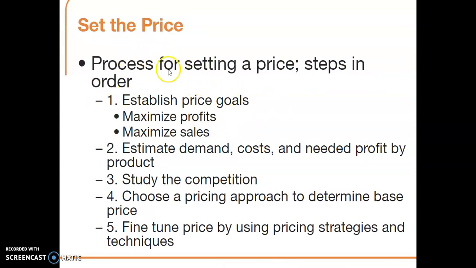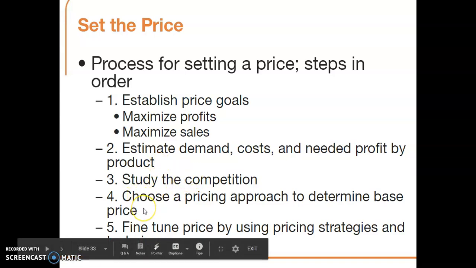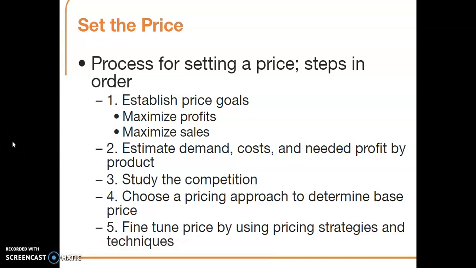So just to go over the process for setting the price that we've talked about in this whole chapter: number one, establish your price goals to either maximize profits or maximize sales. We talked about that in 19.1. Then estimate the demand, cost, and needed profit by product. Study the competition. Then in the first part of 19.2, we talked about choosing a price approach to determine the base price. And once you do that, you fine-tune your price by using pricing strategies and techniques that we've talked about today.